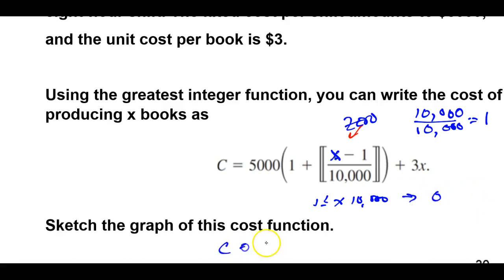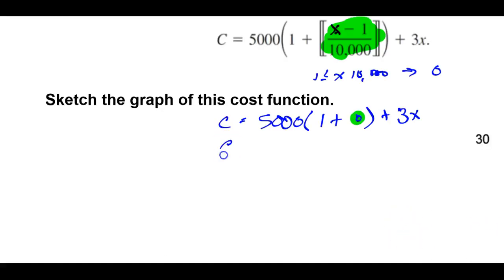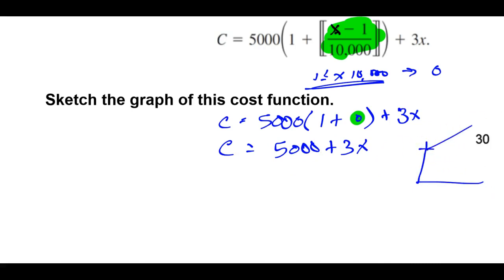So I could look at my cost function. 5,000 times 1 plus this guy goes to 0. This whole thing is just a 0 for the first 10,000. And plus 3 times, well, we'll just leave that x. So the cost function for all those values between 1 and 10,000 would just be 5,000 plus 3x. And that's a line that starts up at 5,000 and rises 3 and runs 1.